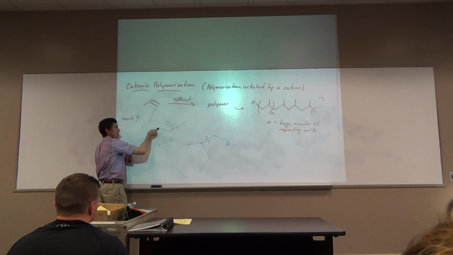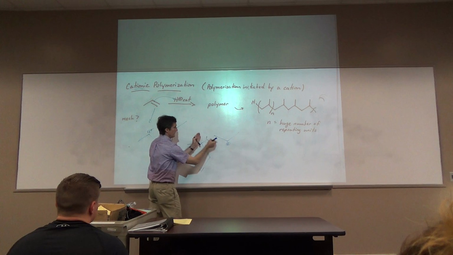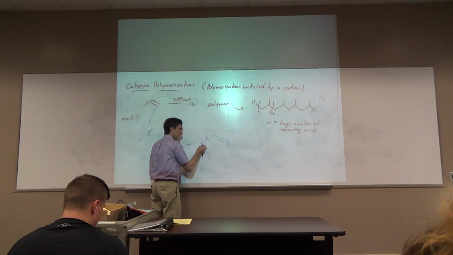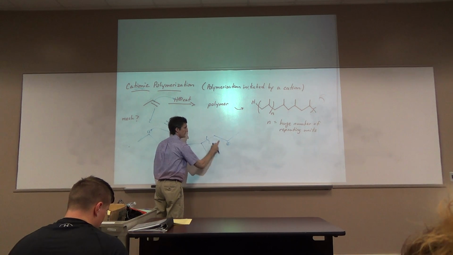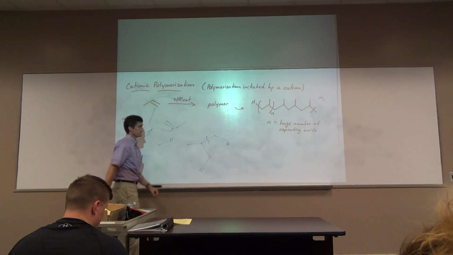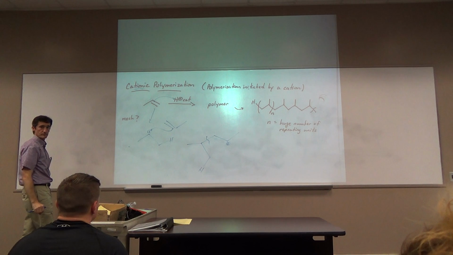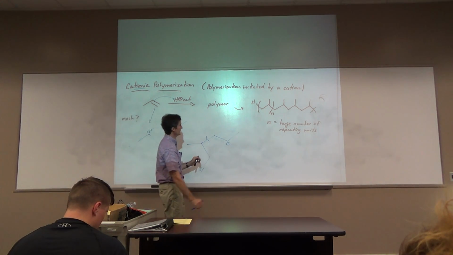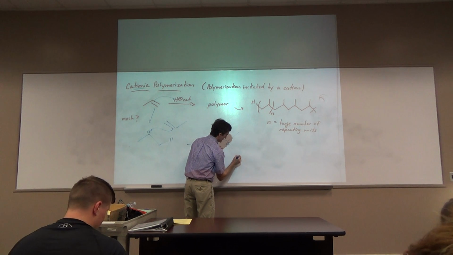These electrons moved over and made the bond. See, that was the original double bond here, right? They moved over and made a bond, leaving that carbon as a plus. Well, what can attack that plus? Another one. Another one. So let's draw another one.